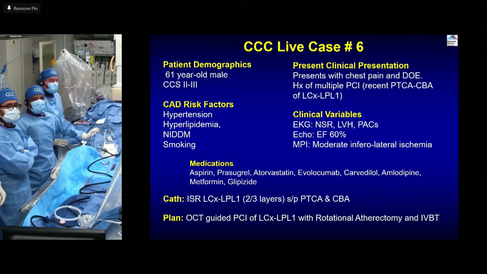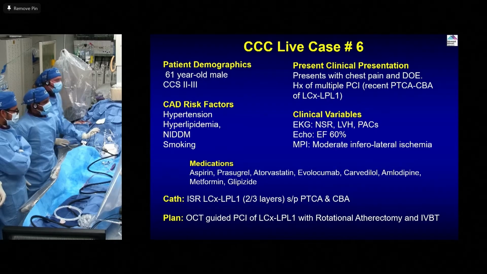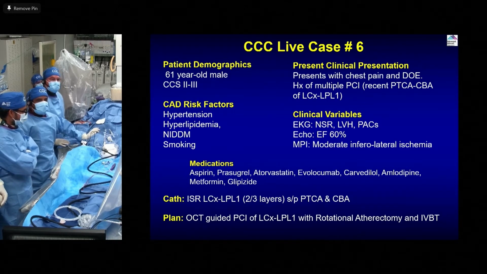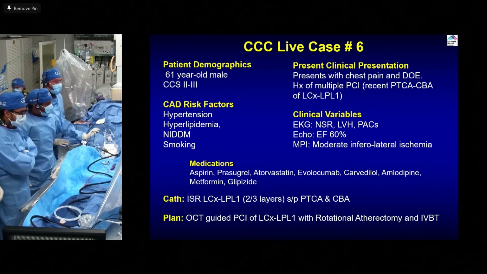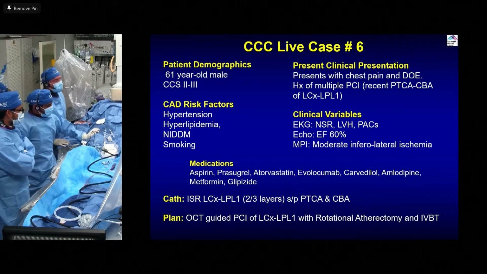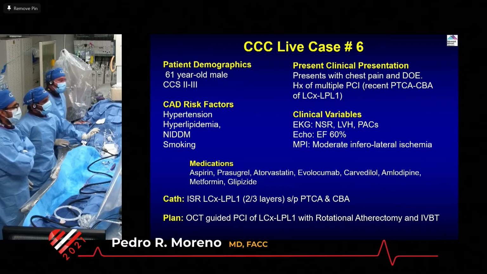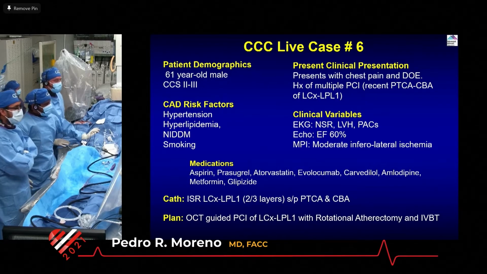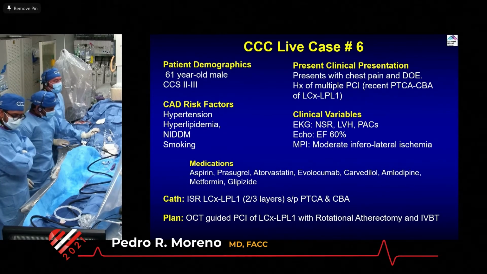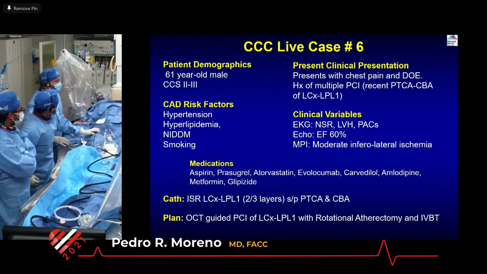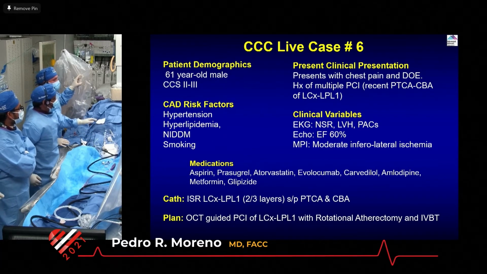A 61-year-old gentleman, he's diabetic, he's hypertensive, he's smoking, and the first stent was deployed in 2010 in the proc circ. There you see a trifurcation. The second stent was deployed in 2012, and the third stent in 2013. He did well until recently when he developed symptoms, and I'll show you what he has.